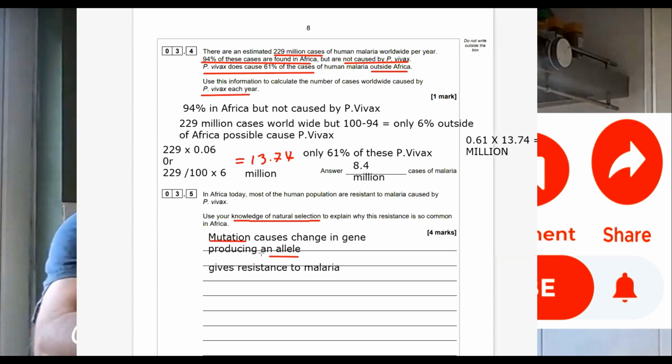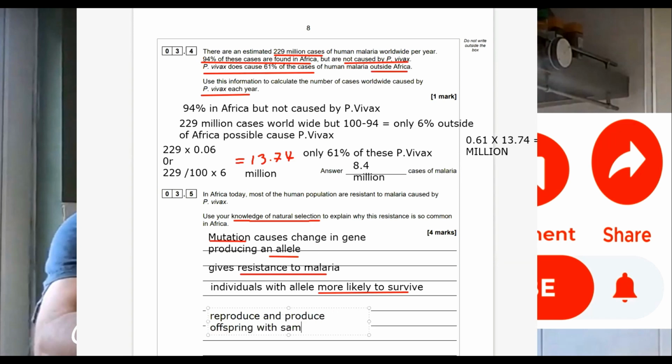reproduce and pass on to their offspring, and then we need to finish with the A-level: will increase the frequency of the allele in the population. So that's the kind of difference between the GCSE. We're using the word allele a lot, and we need to end by saying the frequency of the allele is increased in the population. So you do the whole more likely to survive, more likely to mate successfully or reproduce or breed, produce offspring that contain the allele. At GCSE, you'd say this is repeated over many generations, which we can still say here, increasing the frequency of the allele in the population.